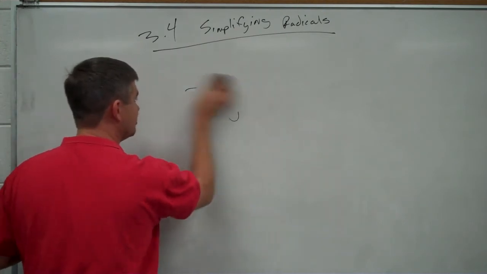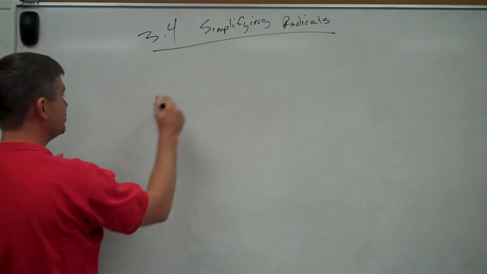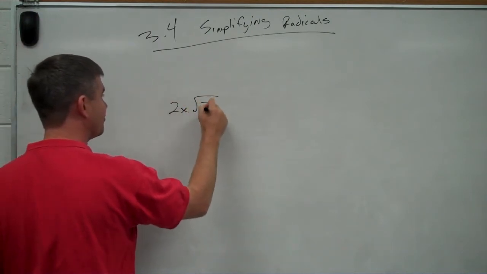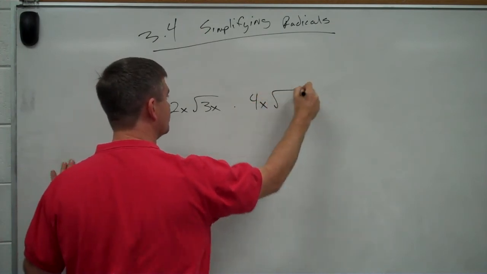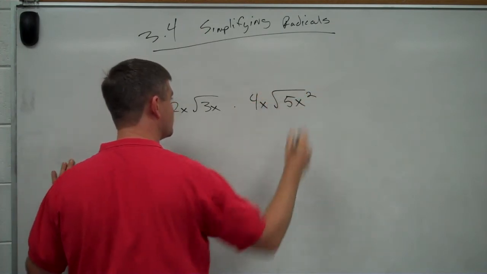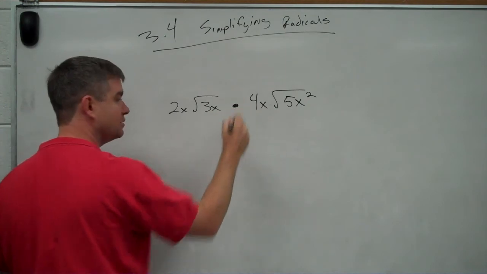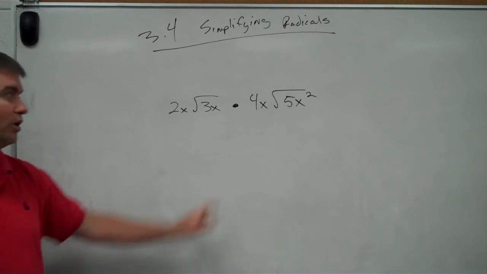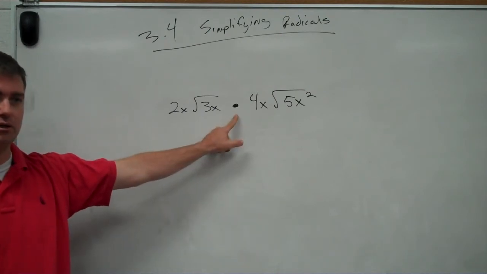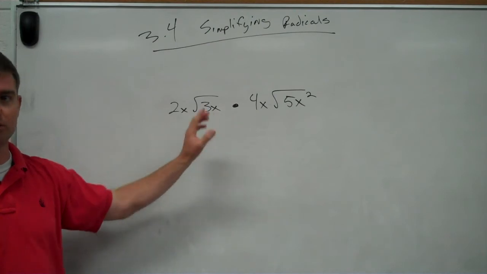All right, let's try 2x root 3x times 4x root 5x squared. This is times. Okay, a little different problem. Still have to simplify. First, though, we have to do what? What operation are we doing? Multiplication. All right, we multiply radicals.